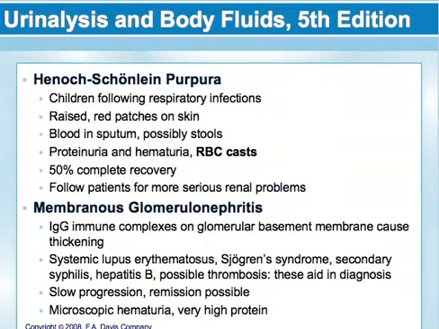Okay, next is Henoch-Schönlein purpura, which occurs primarily in children following an upper respiratory infection. It will start with raised red patches on the skin, and blood in the stool and sputum can also be seen.